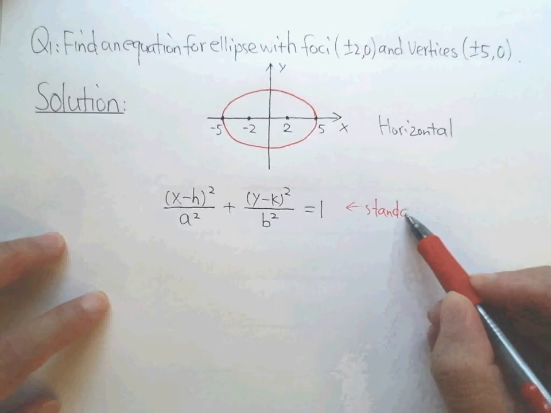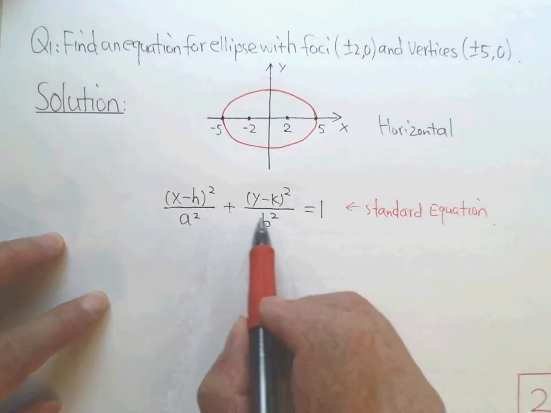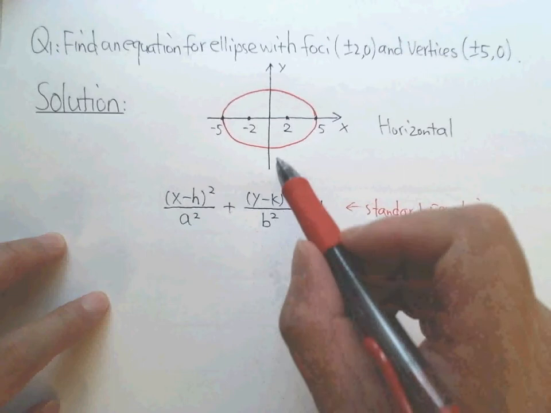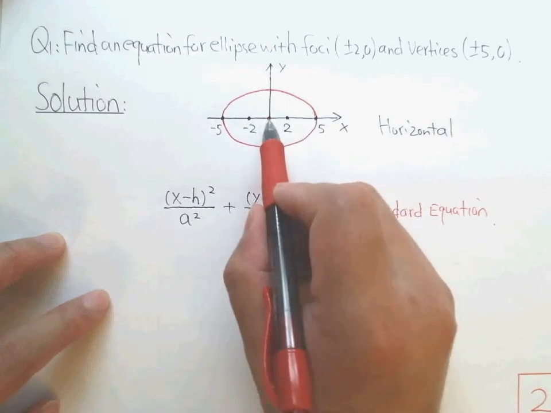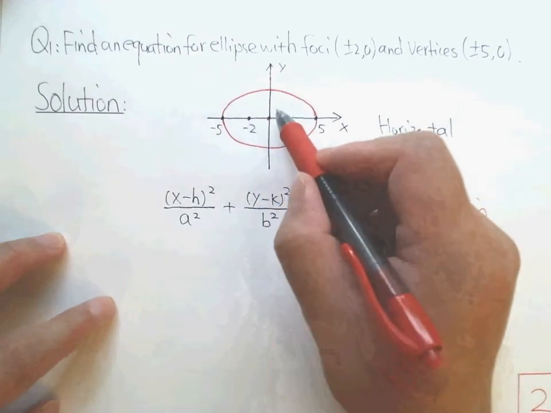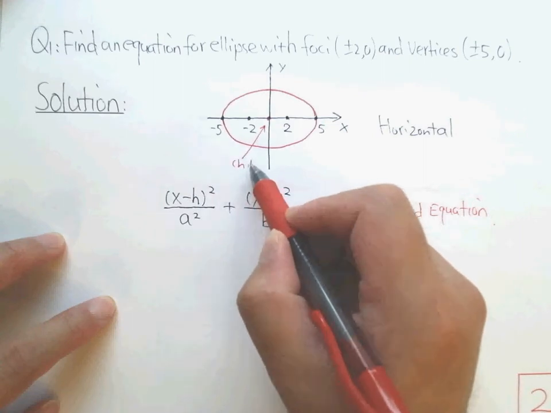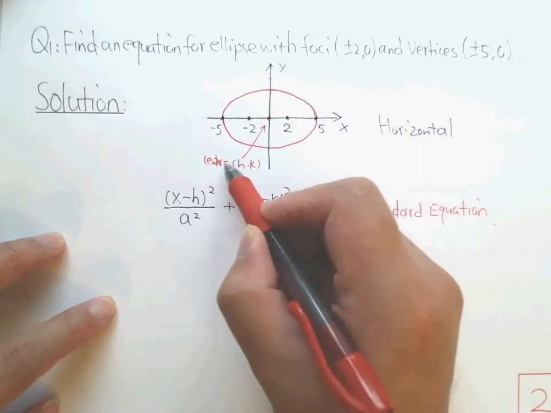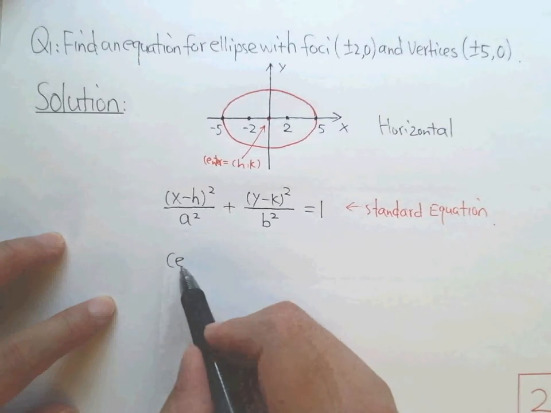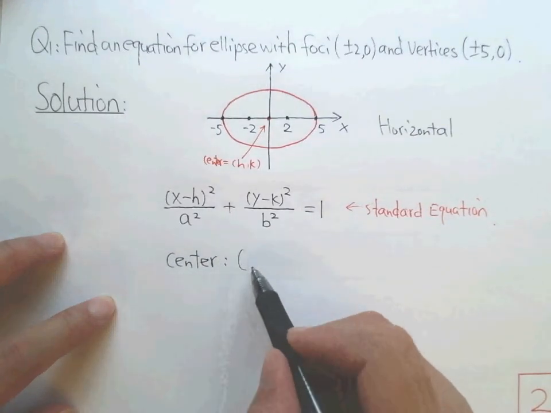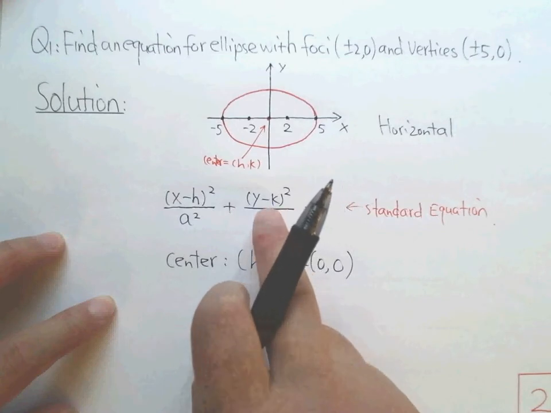We call this the standard equation formula. All we need to do is find the parameters a, b, h, k. h, k is the center. This time the center is definitely at the middle point of the two foci, since it is symmetric. So this is the center h, k. The center is 0, 0, the origin. So I find the center first: h, k equals 0, 0, which means h is 0 and k is 0.